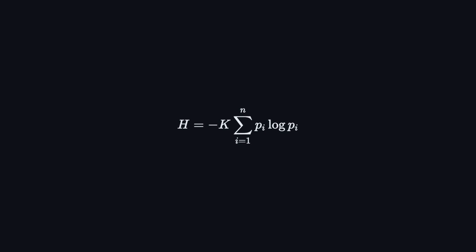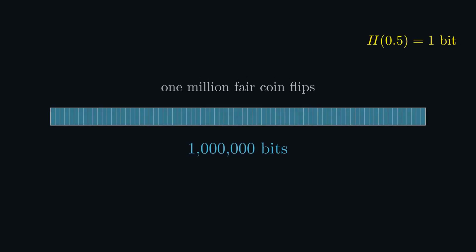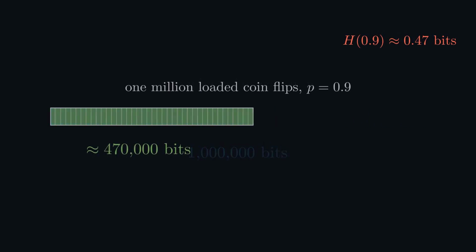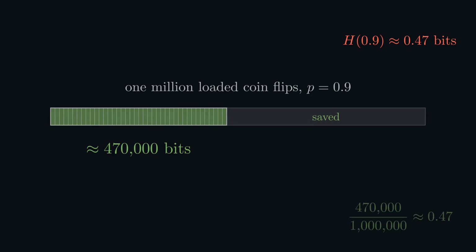Shannon's original paper writes it with a constant k out front, but k just sets the units. Choose log base 2, set k to 1, and the answers come out in bits. That is the formula. That is all of it. So why does this formula matter beyond philosophy? 1,000,000 flips of a fair coin take 1,000,000 bits to store. 1 bit per flip, no shortcut. But 1,000,000 flips of the loaded coin, entropy 0.47, can be compressed to roughly 470,000 bits. Less than half the storage, with zero loss.